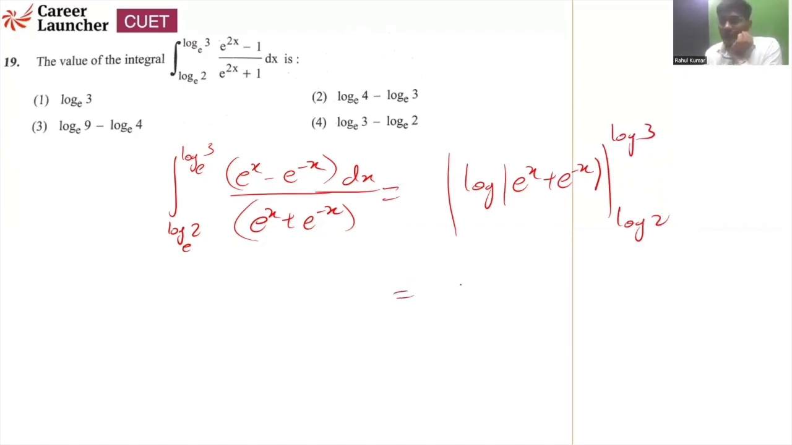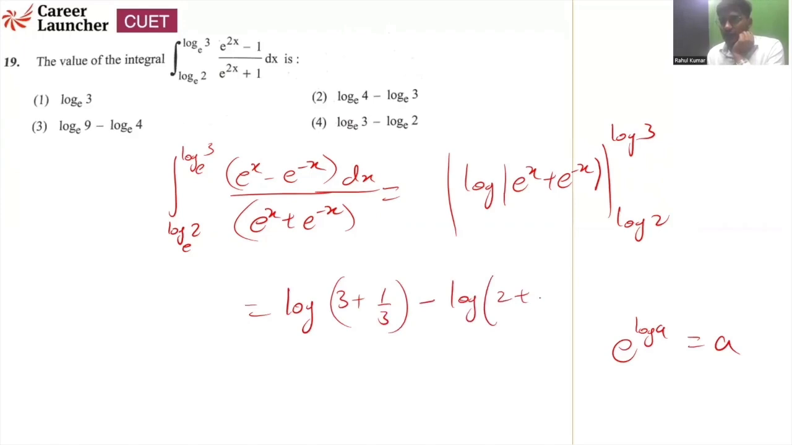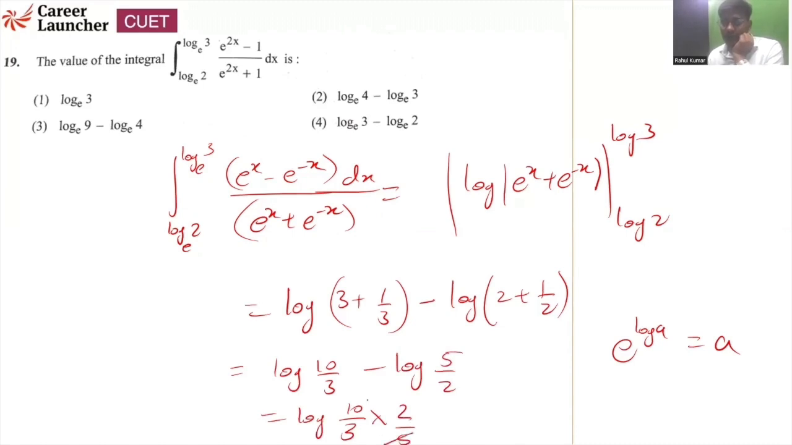Now I will substitute the values here. Remember the result, e to the power log a is equal to a. So I can directly write it as log (3 plus 1 by 3) minus log (2 plus 1 by 2). Let's simplify this. It will be log 10 by 3 minus log 5 by 2. And when you simplify, you will have log of 10 by 3 multiplied with 2 by 5, and it is log 4 by 3. And it will be log 4 minus log 3. So option 2 is the answer.